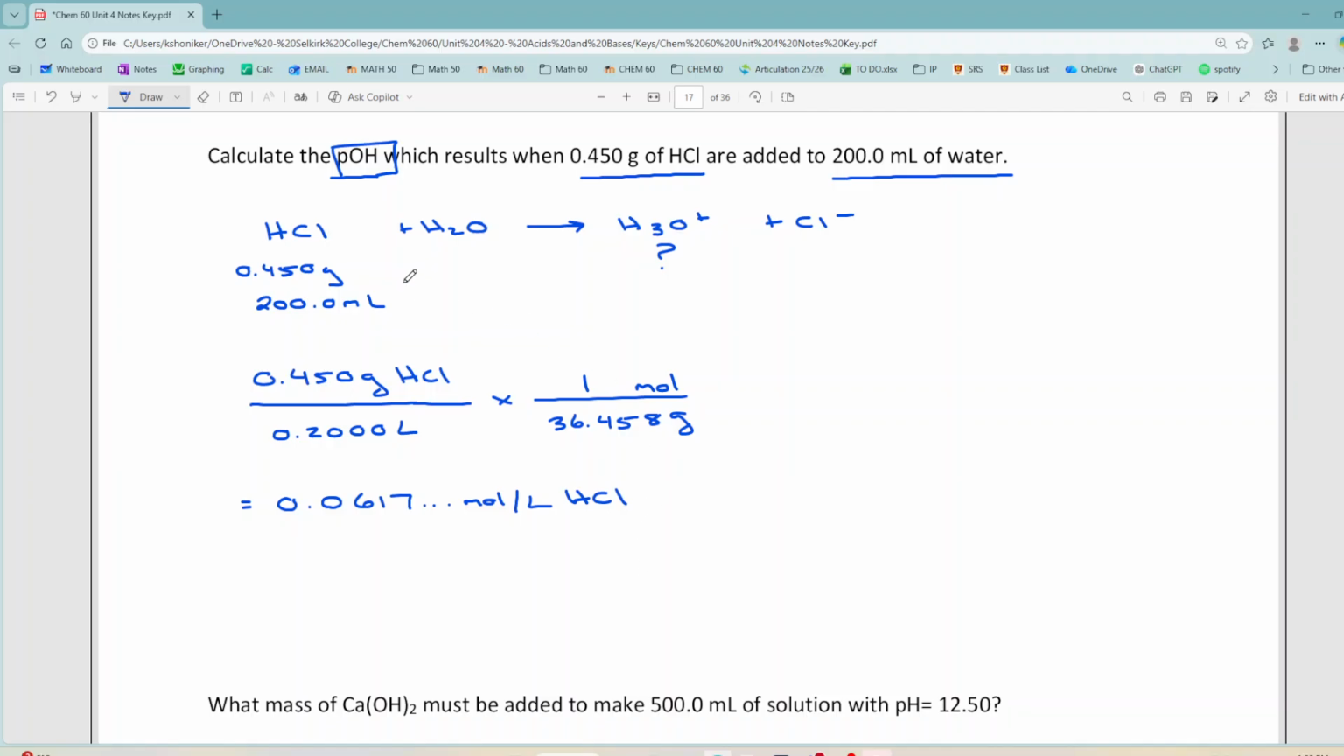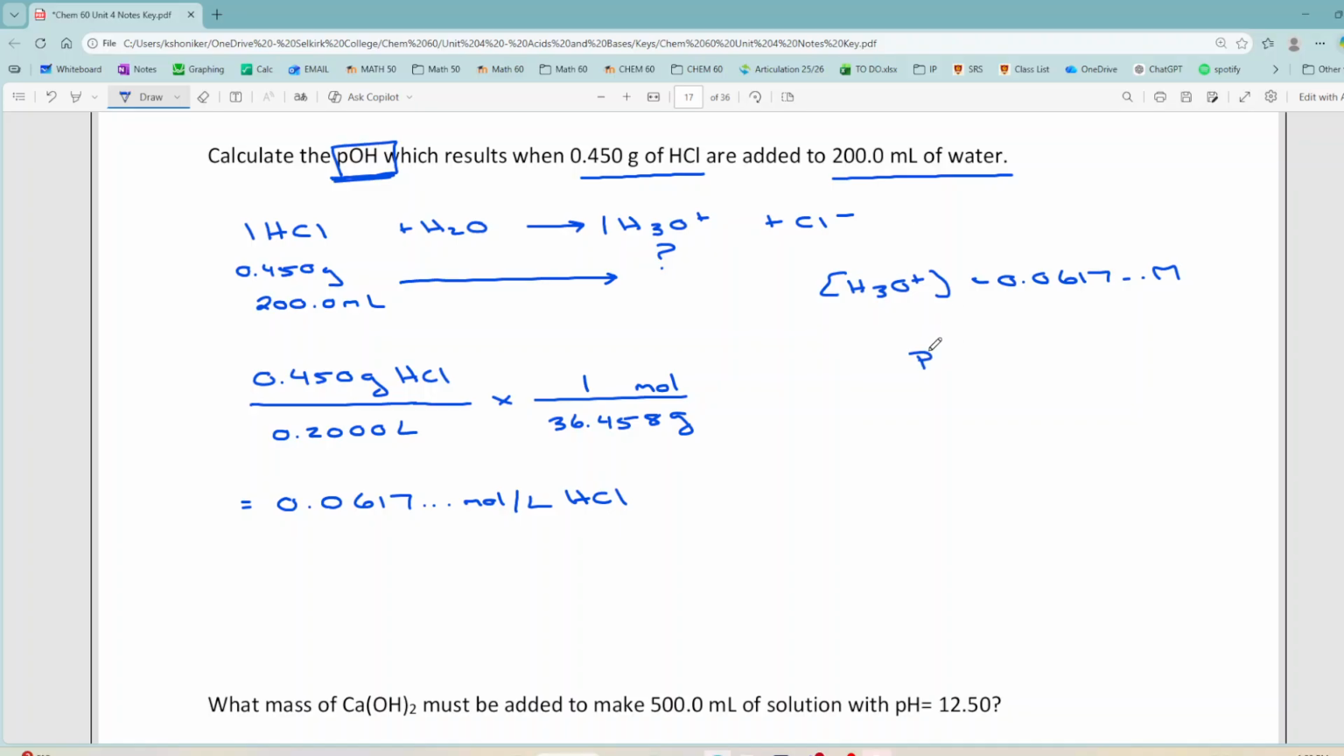But when we dissociate, we're going to dissociate into a 1-to-1 ratio, which all the strong acids will. All strong acids donate 1 hydrogen at a time. So the concentration of your original species will be the concentration of your hydronium or your hydrogen ion. So in this case, the concentration of hydronium will also be that 0.0617 ... molarity. Now that's not what they asked me for. They wanted the resulting pOH of this solution.